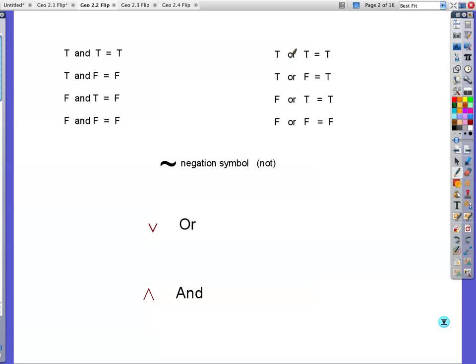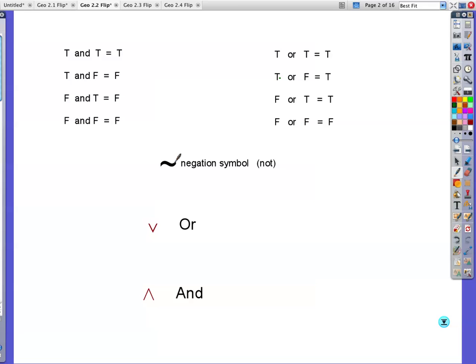If it's true or true, the whole thing's going to be true. If it's true or false, you only have to meet one of the conditions for the overall statement to be true. Same here. This is basically the same statement. False or true, well, only one statement is true, so the overall statement is true. False or false is going to be false.